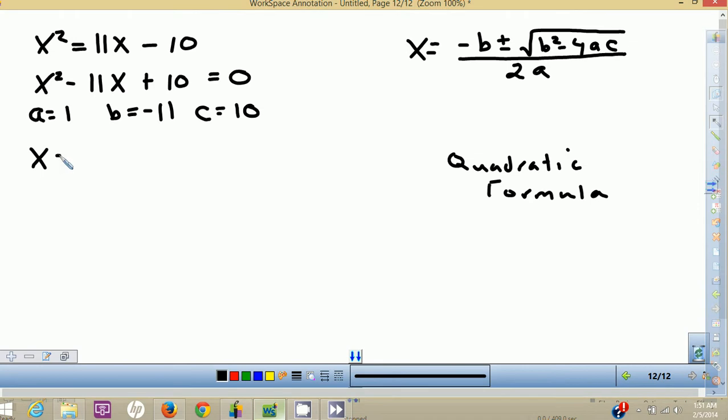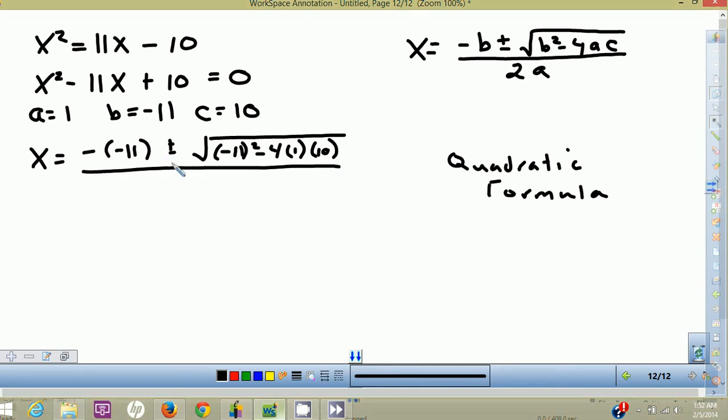So if we come back and start plugging these numbers into our quadratic formula, our first term is opposite b, so negative 11, plus or minus the square root of b squared, so negative 11 squared, minus 4ac, so minus 4 times 1 times 10, all underneath the radical sign. And all of this is over the value of 2 times a, so in this case 2 times 1. Once you've substituted all that in, it's simply a matter of simplifying your quadratic.